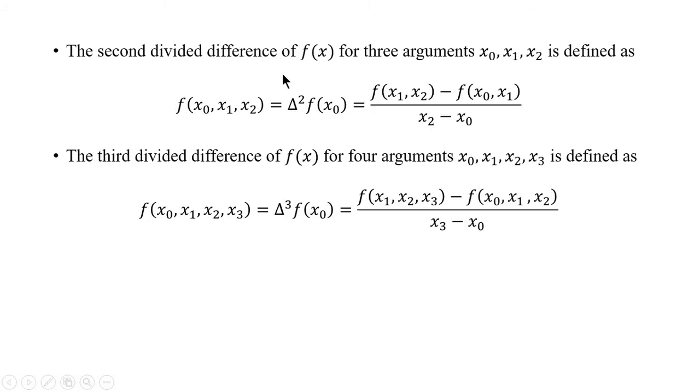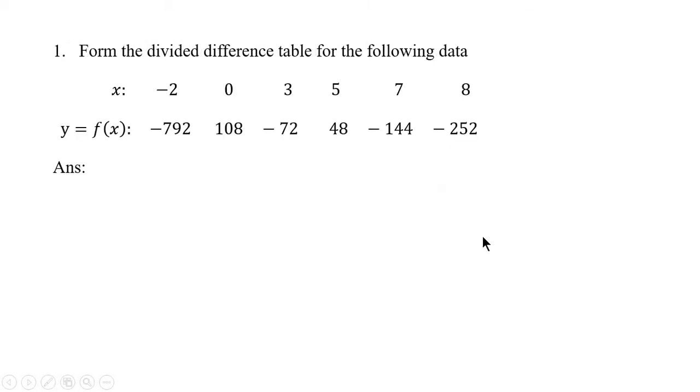The second divided difference of the f of x for these arguments x0, x1, x2 is nothing but the ratio of the first divided difference with respect to the difference in x. So, f of x1 x2 minus f of x0 x1 by x2 minus x0. No need to memorize these formulas. When we are solving the problems, it is easily understood.